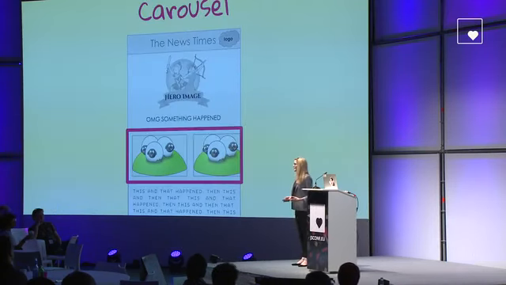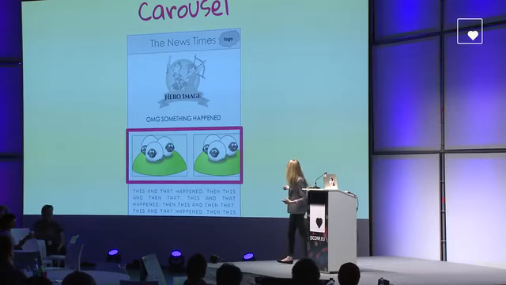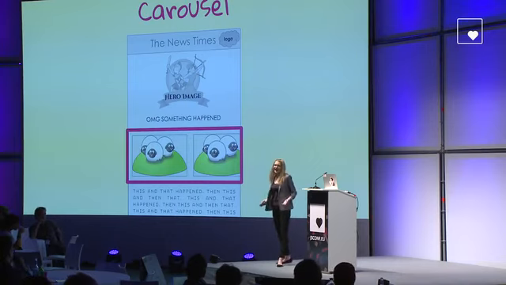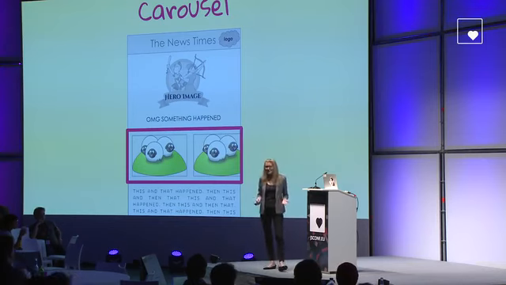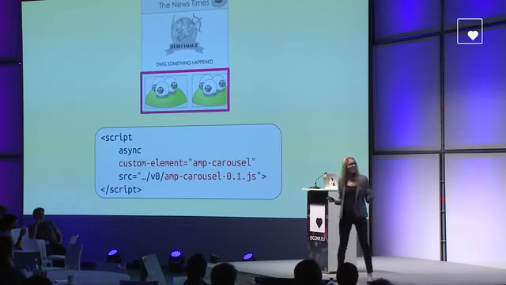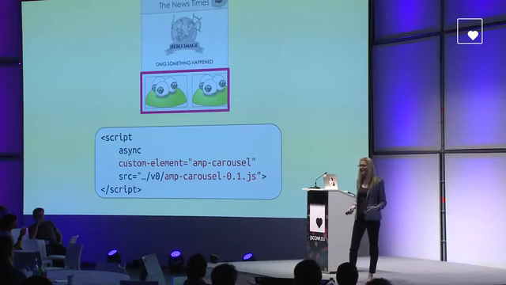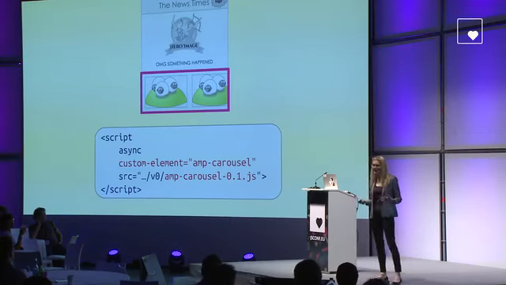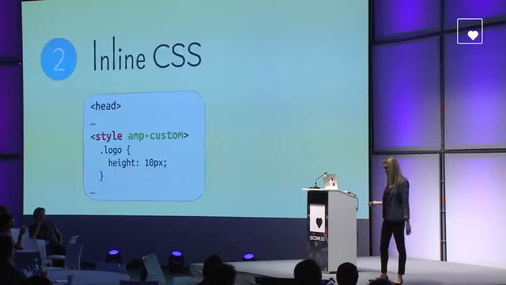The next thing is that we only want to download JavaScript that you need on your page. So here, for example, is a carousel. Not every page will have a carousel. So not every page should download the JavaScript of a carousel. So we break the page up into components, and we tell the browser specifically what JavaScript we want to download so that you only download what you need for your page.